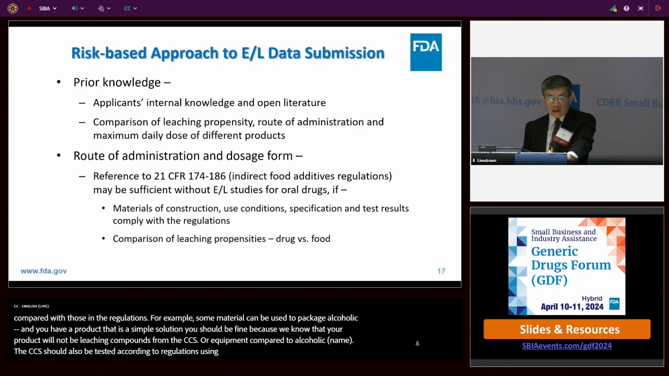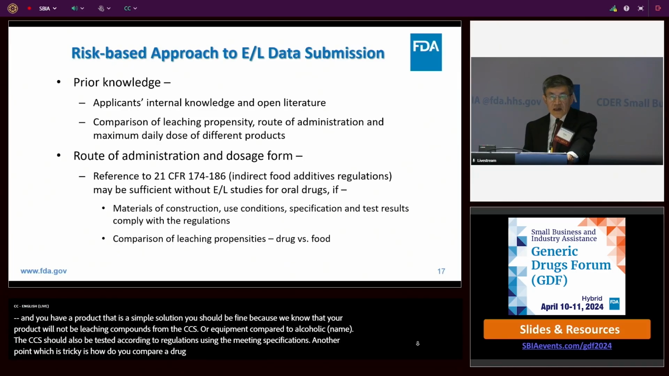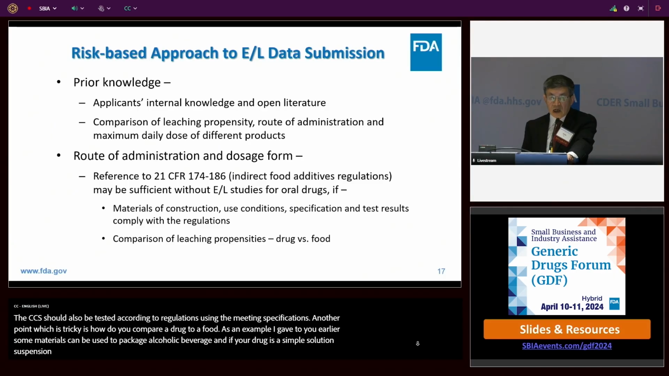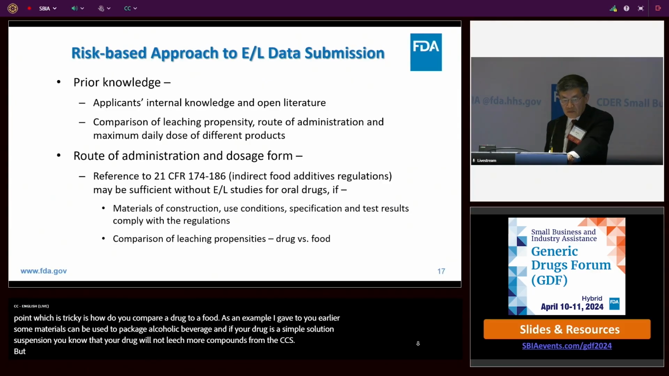And another point which is tricky is how do you compare a drug to a food? As an example I gave to you earlier, some materials can be used to package alcoholic beverage. And if your drug is a simple aqueous solution or suspension, then that is straightforward, knowing that your drug will not leach more compounds from the CCS compared to food. But vice versa may not be okay. So just be careful when you compare a drug product to a food product.